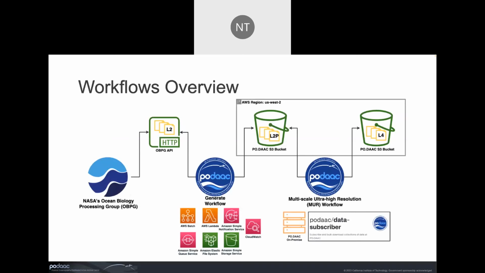The Generate workflow downloads the level 2 sea surface temperature data from the Ocean Biology Processing Group, or OBPG, and reformats that level 2 data to level 2P granules so that they conform to the Group for High Resolution Sea Surface Temperature, or GHRSST, file specifications. The granules are then ingested into PO.DAAC and made available to the user community in the cloud.